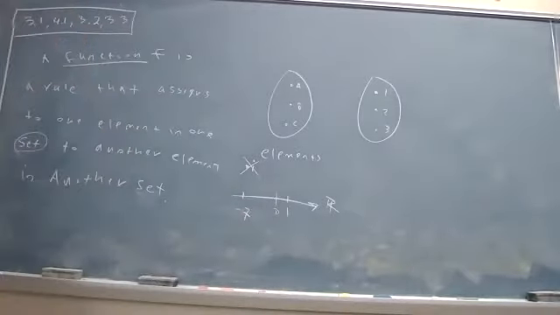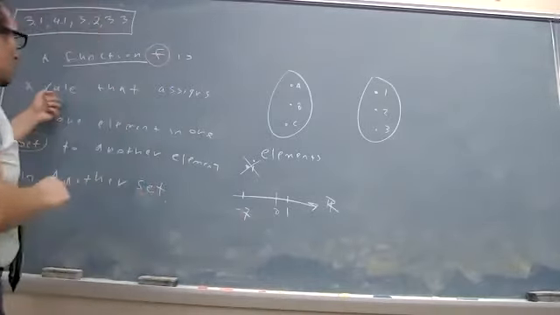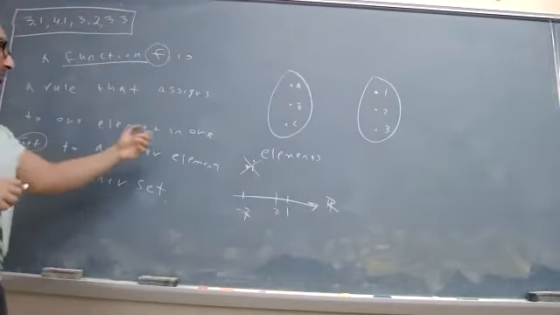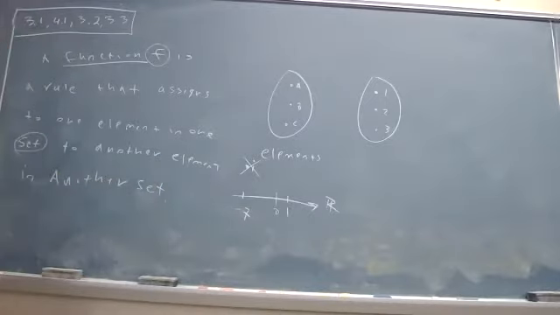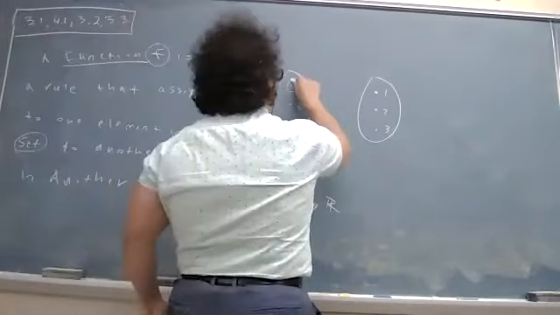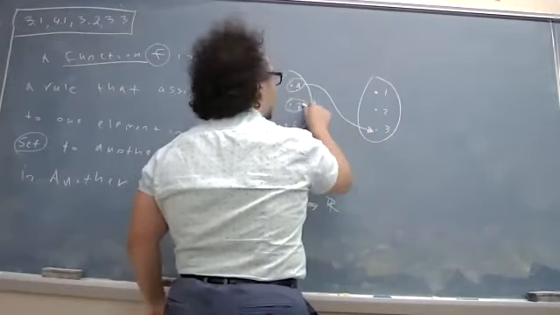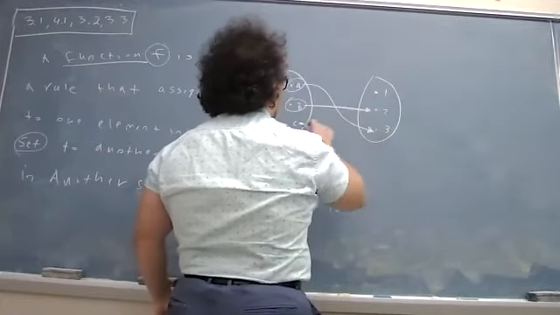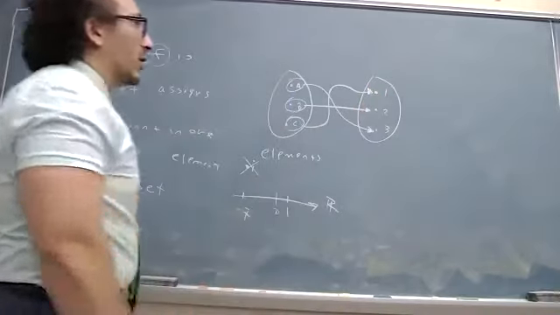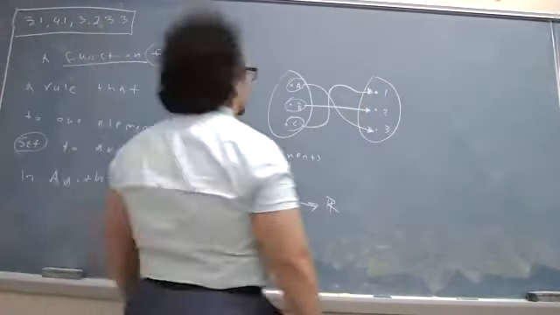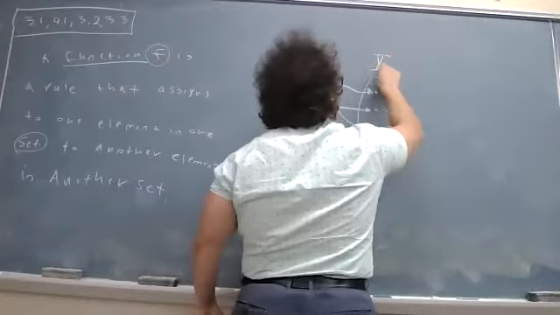Okay? So now that we've discussed that, a function f is a rule that assigns to one element in one set another element in another set. Meaning I can create a function here. Let's say I want to send a to 3. I want to send b to 2. And I want to send c to 1. I've created a function. Let's say I call this set x. I call this set y.